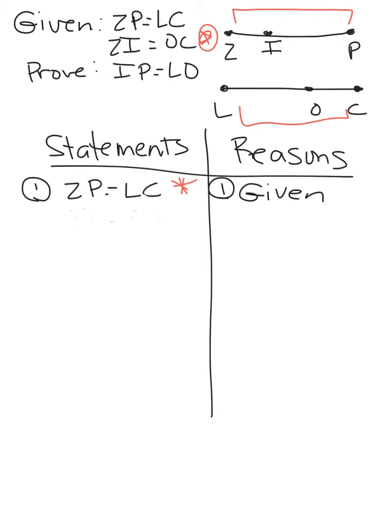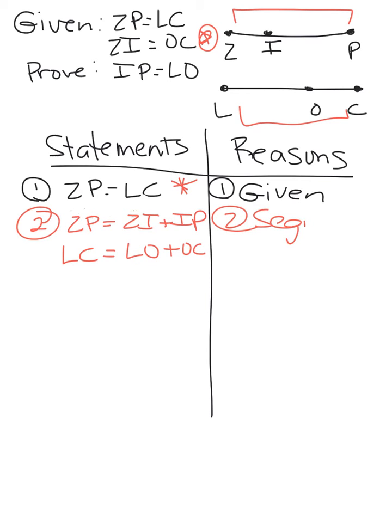So what I can say from my diagram is I can use my segment addition postulate. So I can say that ZP is equal to ZI plus IP, right? Two small segments equal the big segment. I can also say that LC is equal to LO plus OC. And I can say that because of segment addition postulate.